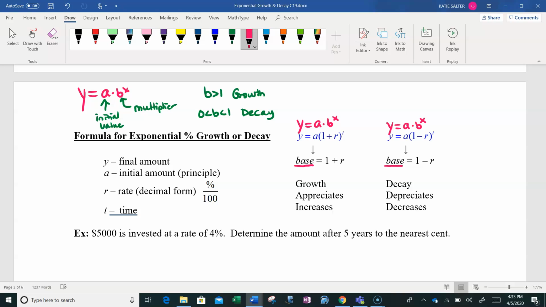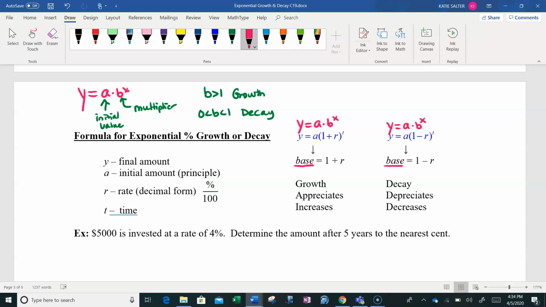Some words you definitely want to make sure you look out for are things like growth, appreciates, increases. Or for decay, depreciates, or decreases. If you're not used to the words appreciate or depreciate, they are for things that grow or decrease in value. That's what that means. So we might say a property appreciates over time, meaning it increases in value. Or when you buy a car, the car's value depreciates over time. So these are just keywords to look for.